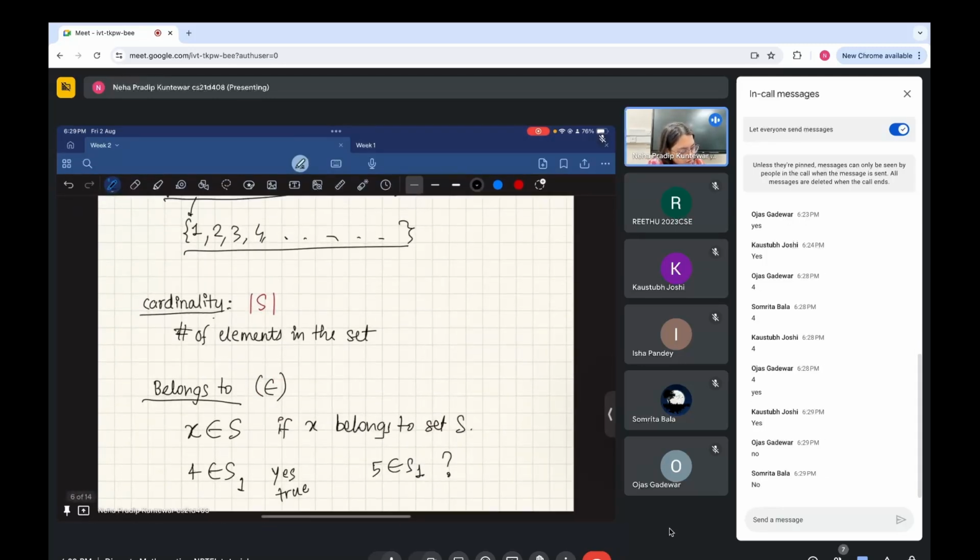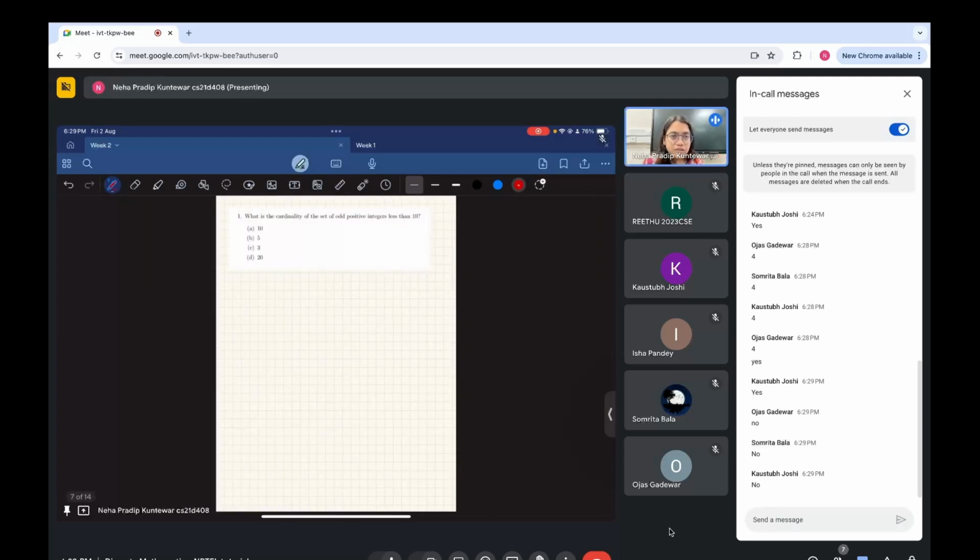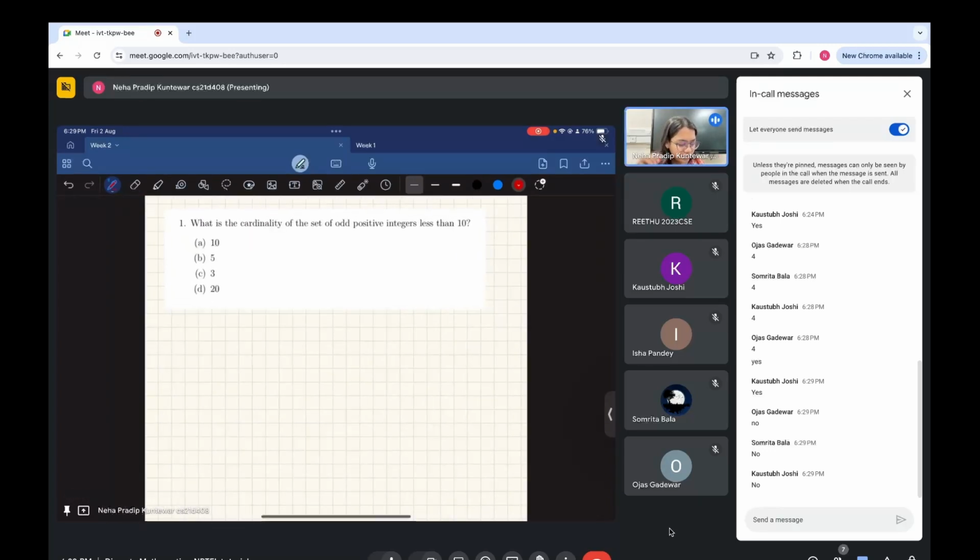And how do we write this? We write this with a slanted line. What this means is that 5 does not belong to the set S1. So these were the two simple notations that I wanted to introduce, and I think with that in mind, we can now solve this problem. So I'll just read out the question. You have a set of odd positive numbers, which are integers, which are less than 10. And what you're asked is to find the cardinality of this.